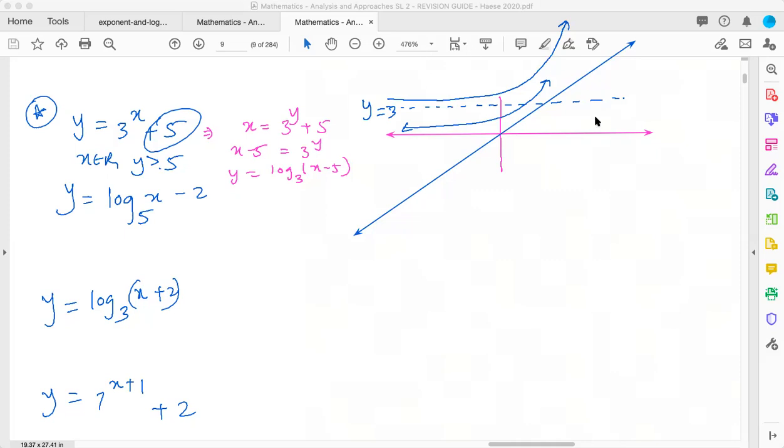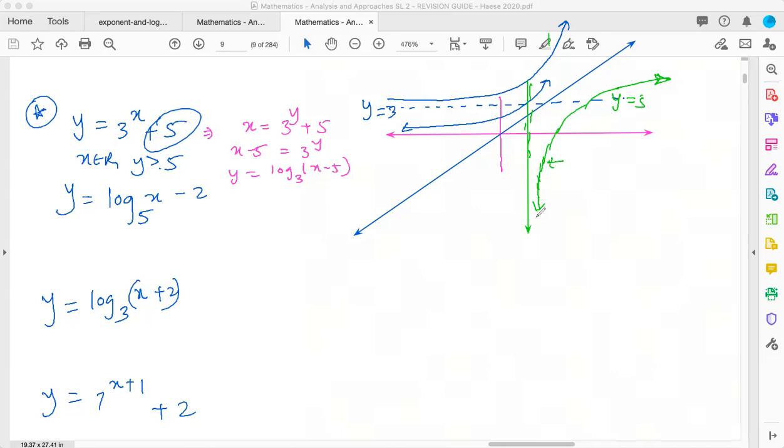So if I reflect this graph here, obviously the asymptote y equals 5 becomes the line x equals 5, so I will quickly draw the x equals 5 line as well. This is x equals 5 here. So when I'm reflecting this, the inverse is going to be something like here. You can see clearly that the domain is becoming the range of the logarithmic function.